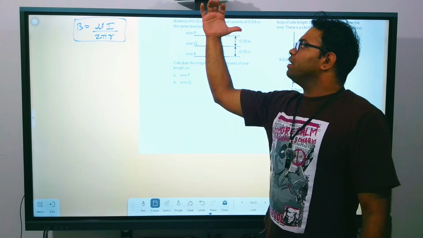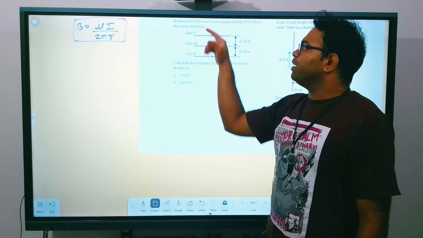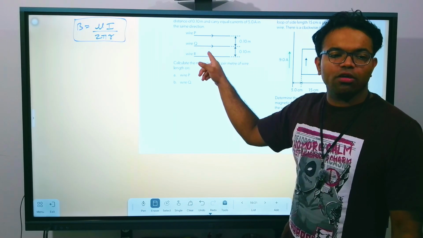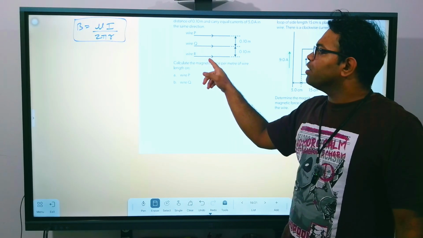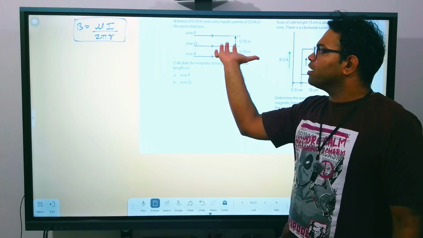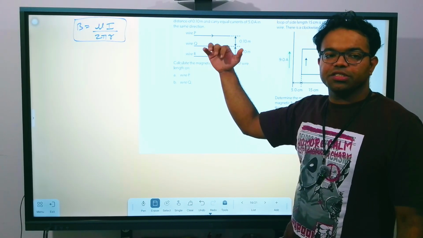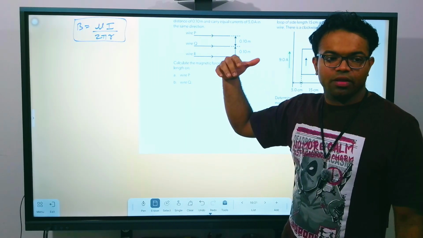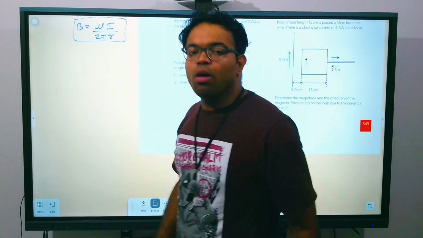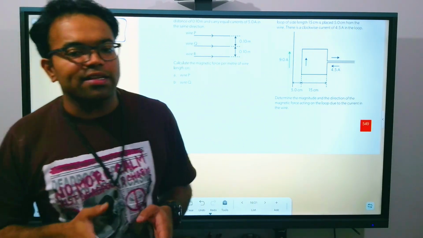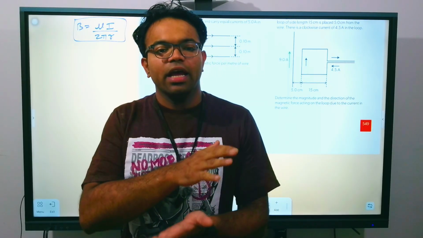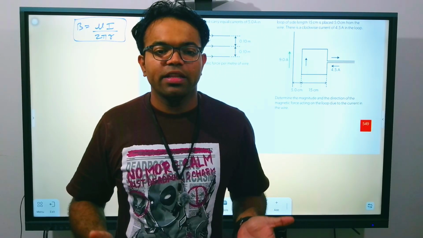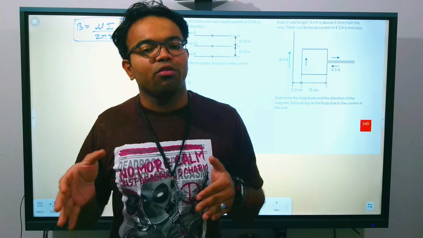Due to wire P, the magnetic field will be inwards on wire Q. And due to wire R, the magnetic field will be outwards. This one inwards and this one outwards. Due to which what happens? Both the fields will cancel each other out. They will completely cancel each other out. Therefore, there will be no net field.